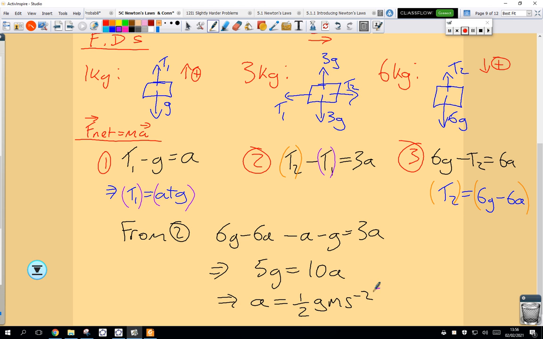So really nice, simple question, came up in a higher level paper in 2003. 3 particles, so we're getting 3 equations. And again, in your maths course, you've looked at solving equations with 3 variables. Okay?